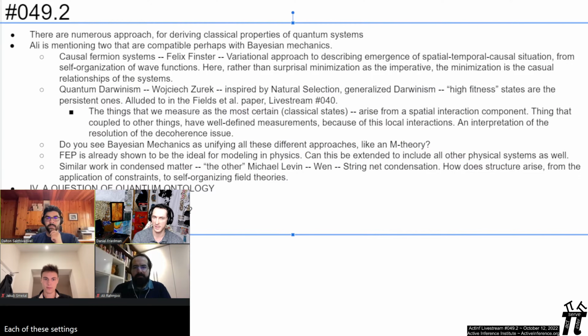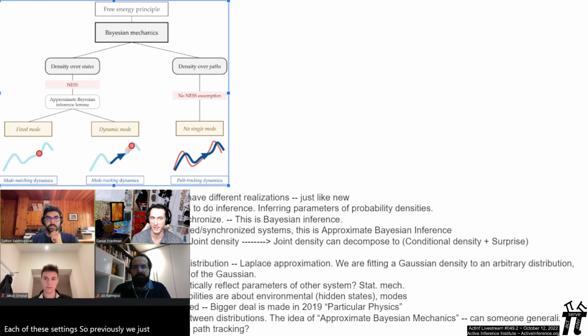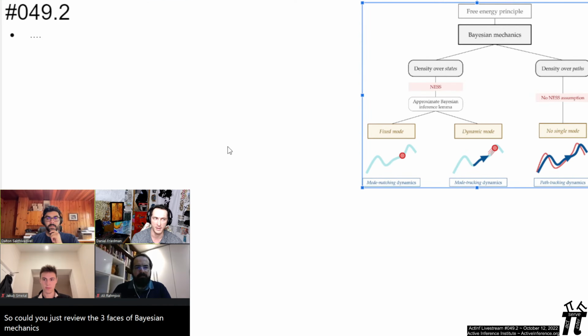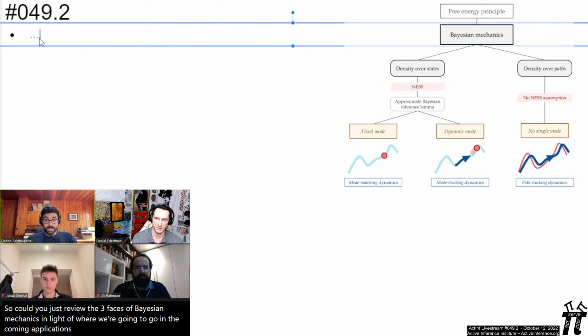So previously, we discussed the 3 phases of Bayesian mechanics. So could you just review the 3 phases of Bayesian mechanics in light of where we're going to go in the coming applications? Yeah, of course.